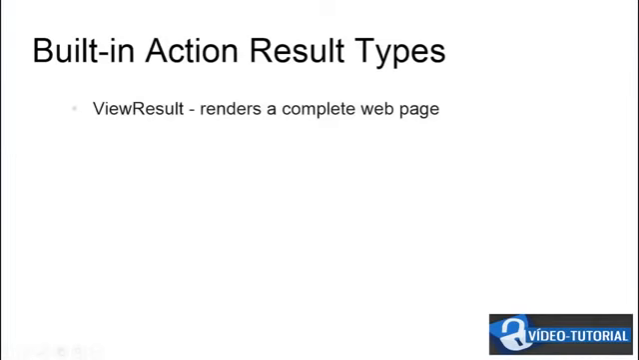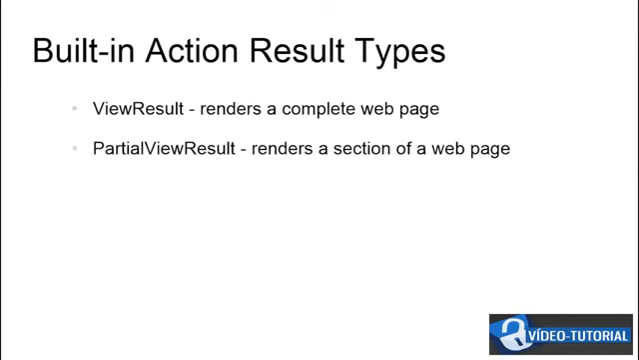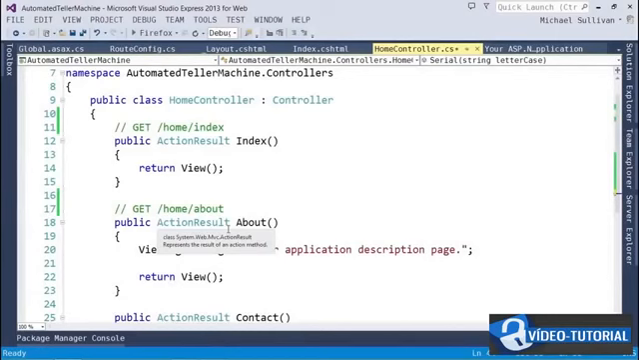We have view result, which we've actually been using whenever we call the view method. We use that to render a complete web page along with the associated layout file if there is one. There's partial view result, which we can use to return just a section of a web page. This is very useful for retrieving some HTML during an AJAX request, for example. Or if we wanted to separate a view from its layout for some reason, maybe to embed it in another view, we can use the partial view method instead of the view method.